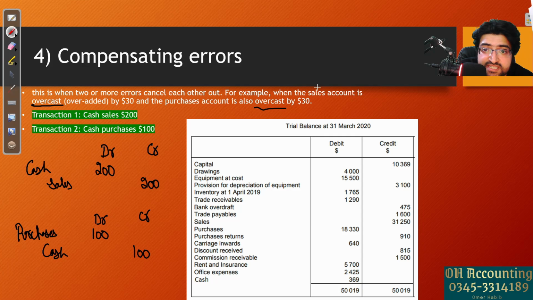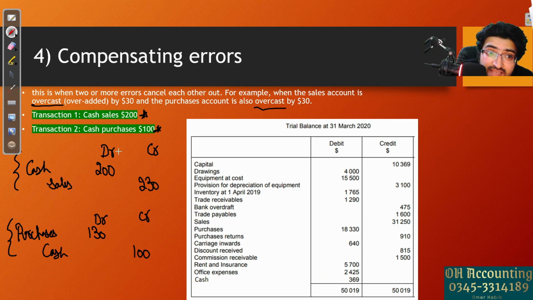But what mistake have we made? The sales account is overcast by 30. So instead of recording sales as 200, we have recorded sales as 230. And the purchase account is also overcast by 30, which means instead of recording purchases as 100, we have recorded purchases as 130. Okay? So we have made two separate errors. This is transaction 1, this is transaction 2. We have made one error in transaction number 1 and the other error in transaction number 2.